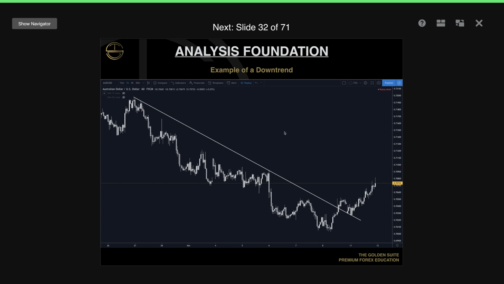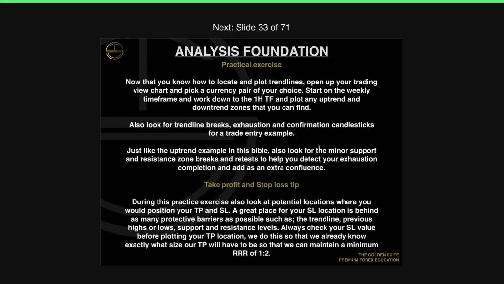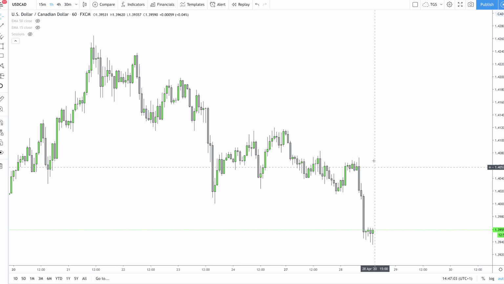Again, 3 touches, 1, 2, 3, breakout, exhaustion, and away we go. Again, another nice clean example. Now we're going through some more of these examples now on the chart. So practical exercise, which is exactly what we're going to get into right now. So let's jump onto the charts.